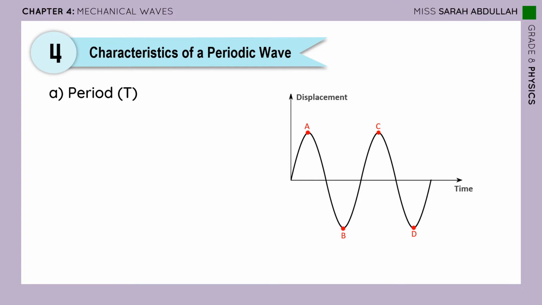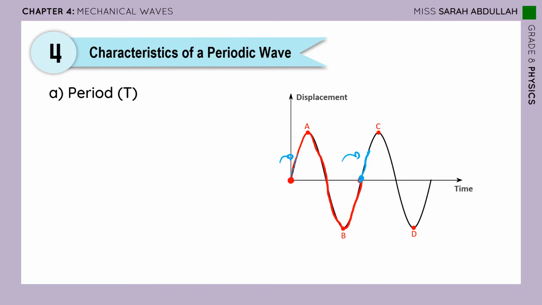Now, the first characteristic of a periodic wave is the period. The period is the time required to complete one oscillation or one cycle. So the wave starts from here, it moves up and down until it reaches this point. And you can see, starting from this point, the wave will start to repeat itself. This part looks exactly as this part right here.